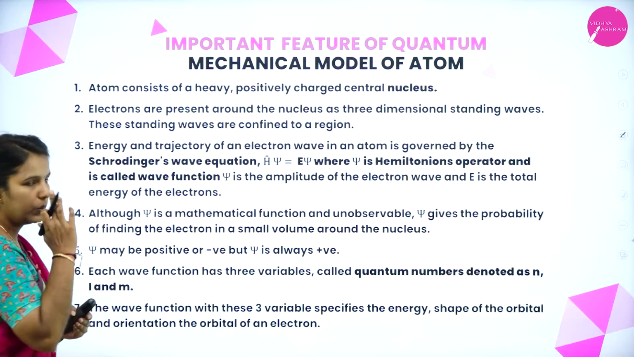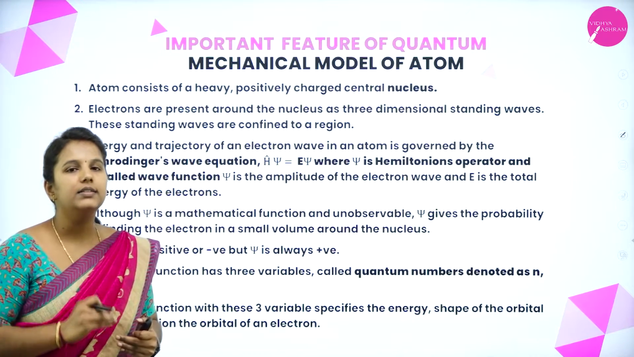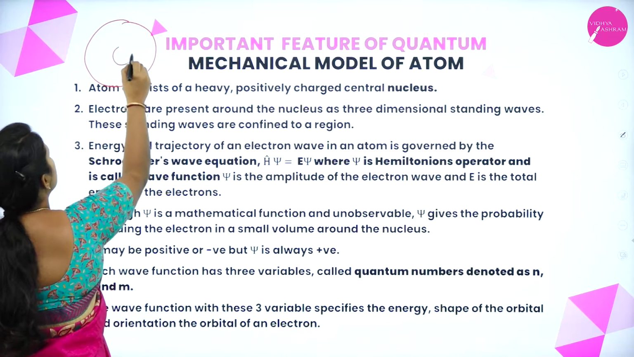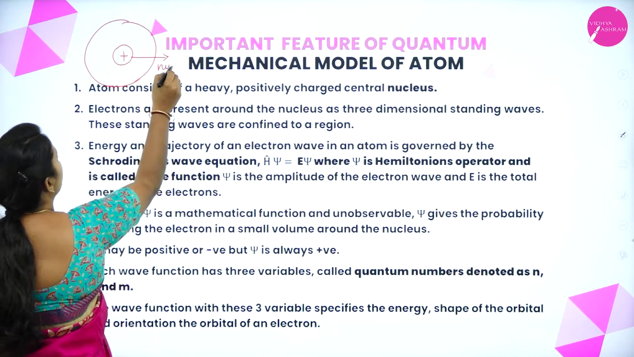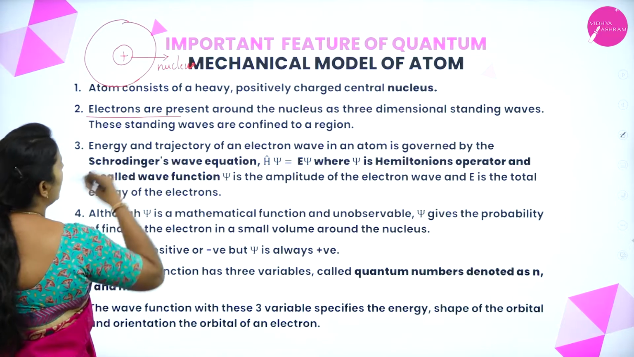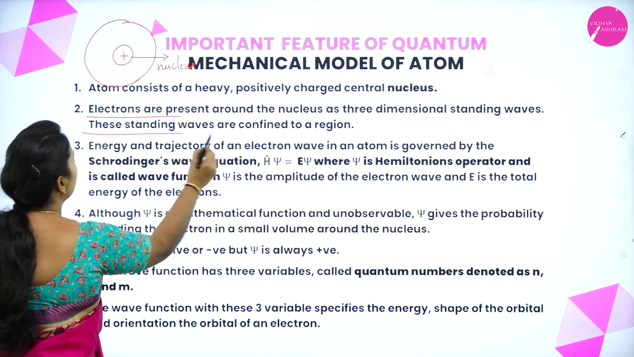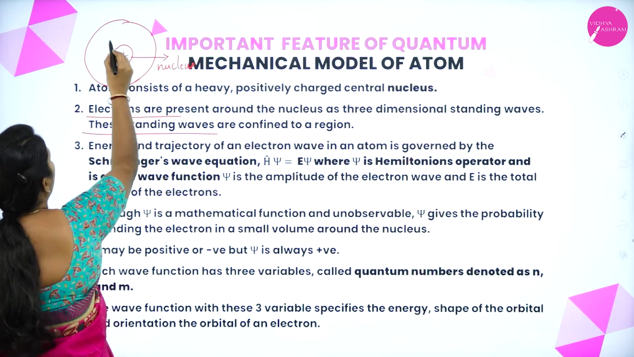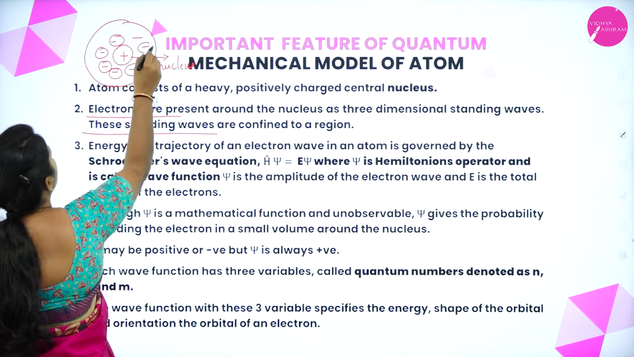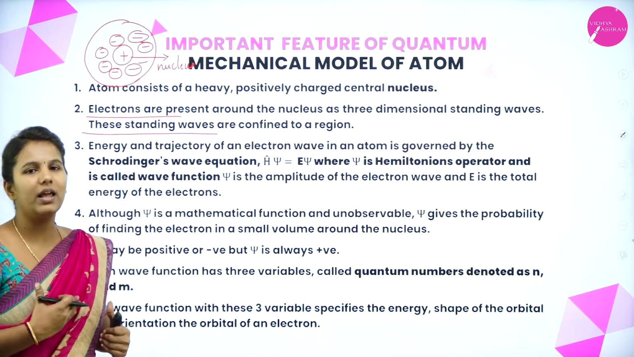Now, let us see some of the main important features of the quantum mechanical model of an atom. According to this, the atom consists of a positively charged center, that is known as the nucleus. Suppose imagine this is an atom present in any matter, which consists of a positively charged center known as the nucleus. And electrons are present around the nucleus as 3-dimensional standing waves, and the standing waves are confined in a region. Around this nucleus, the negatively charged particles, known as electrons, are always moving in a 3-dimensional wave-like motion.